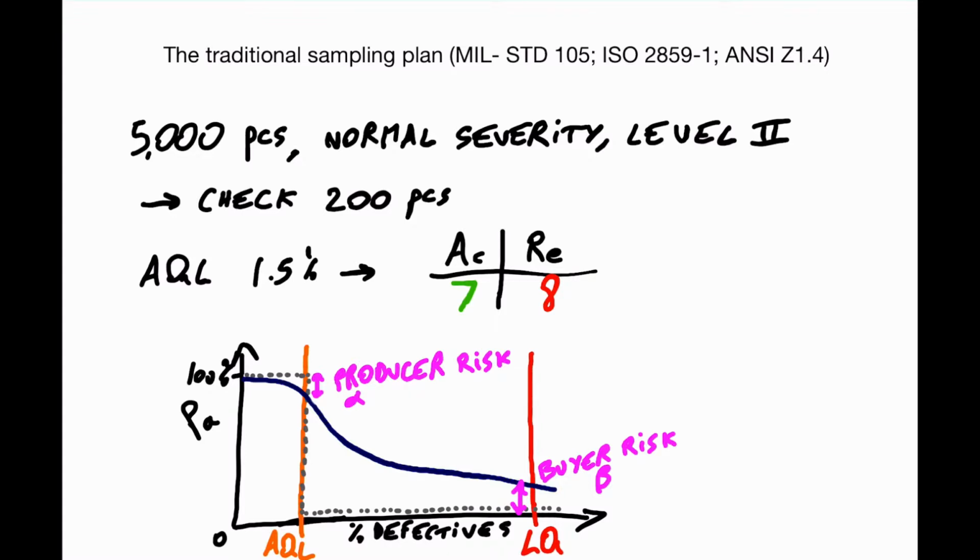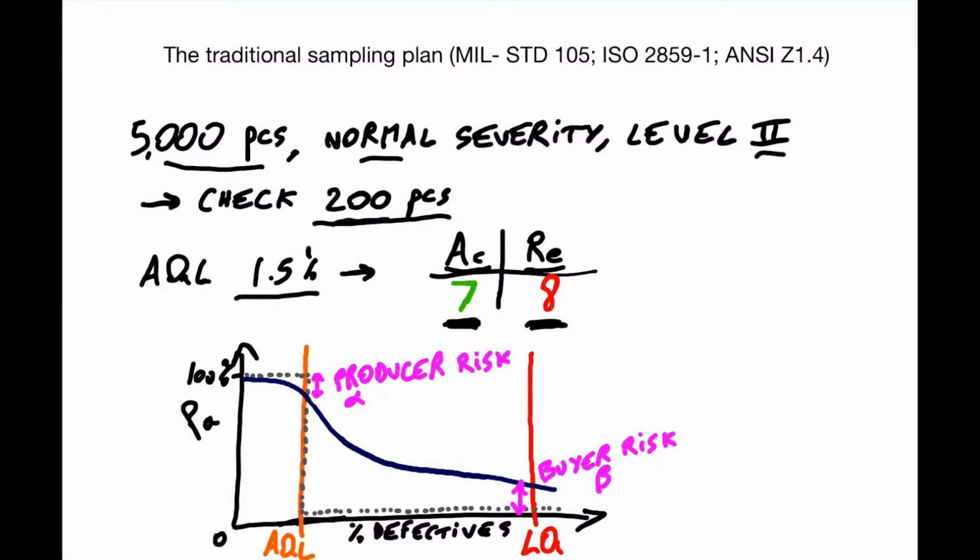In that type of plan, if you have 5,000 pieces, and if you go normal severity, level 2, which is what is most of the time applied, you have to check 200 pieces. And if you set the AQL at 1.5%, meaning that over a series of consecutive batches that are checked this way, you don't want more than an average of 1.5%, and you don't really want to take a chance of rejecting it if it's close to that, so there's even some extra safety for the producer, the acceptance and rejection numbers are 7 and 8, meaning that if you find up to 7 defects in these 200, it is acceptable. If you find 8 or more, it is rejected.